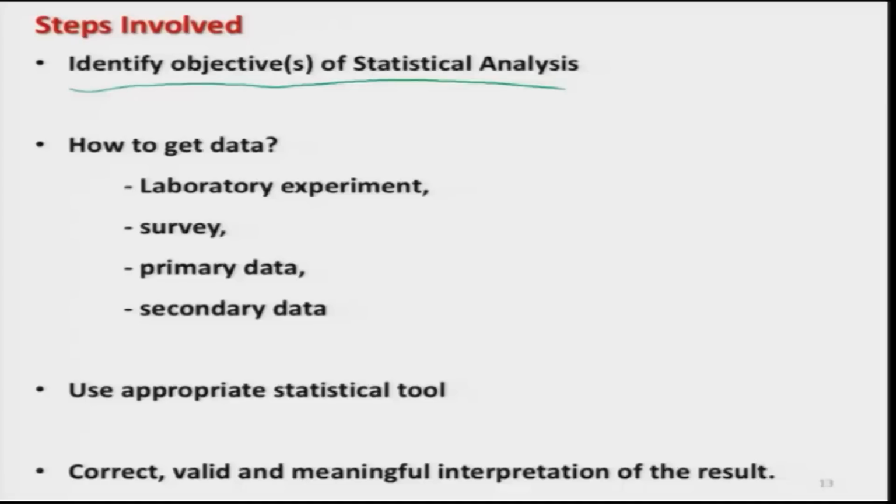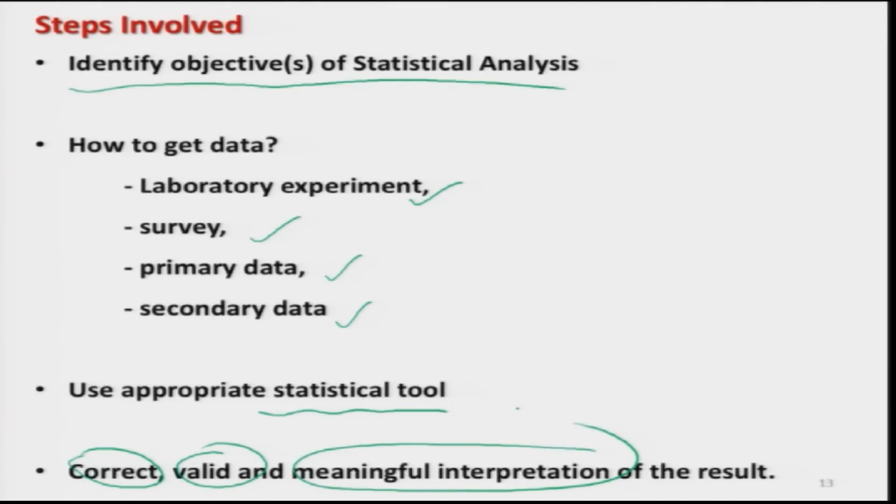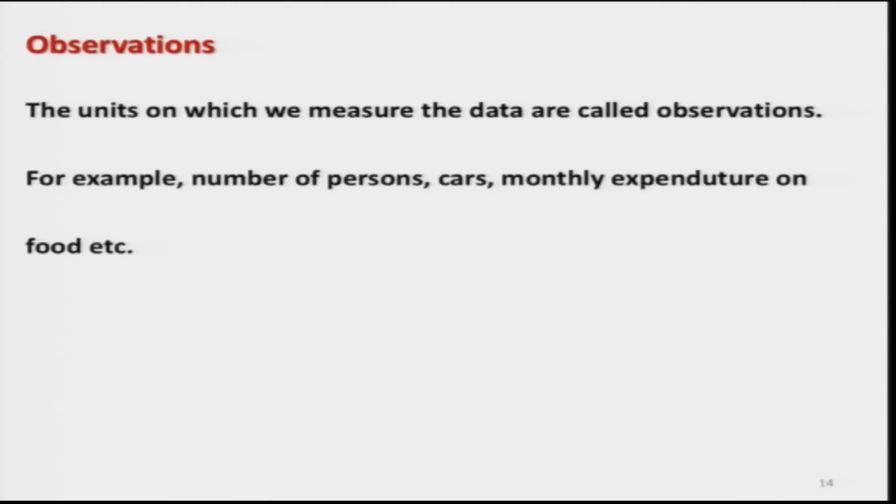Okay, how to get the data? The data can be obtained from a laboratory experiment, from a survey, from some primary sources, or from some secondary sources, called primary data or secondary data. But whatever the data is, I am not bothered about that. My objective is that I have to use the correct statistical tool. And I believe that by using the correct statistical tool, I can get a correct, valid and meaningful interpretation of the result. That is my belief, and with this objective I am moving forward.